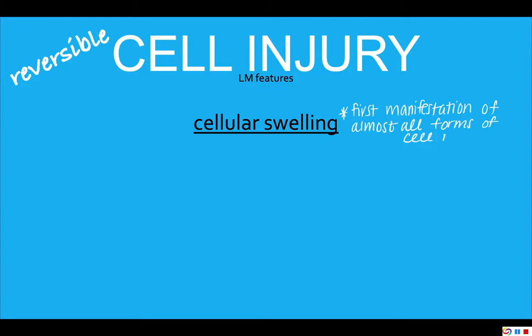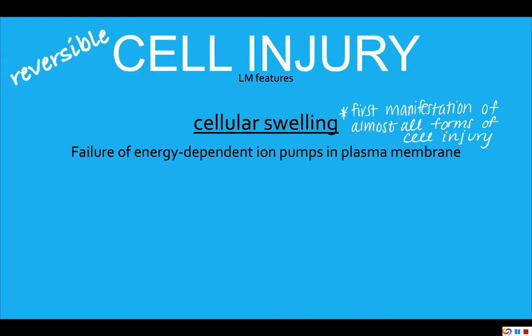So the first one of these is cellular swelling. This is going to happen when the cells are incapable of maintaining that ionic and fluid homeostasis. And importantly, this is the first manifestation for almost all forms of cell injury. So you lose those pumps in the plasma membrane, and then that's going to cause an influx of sodium followed by fluid, which can then cause the cell to swell.